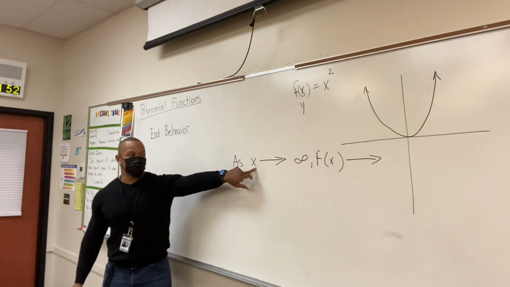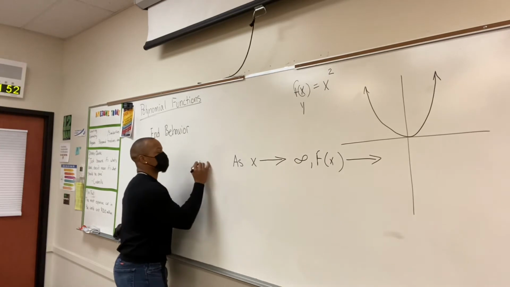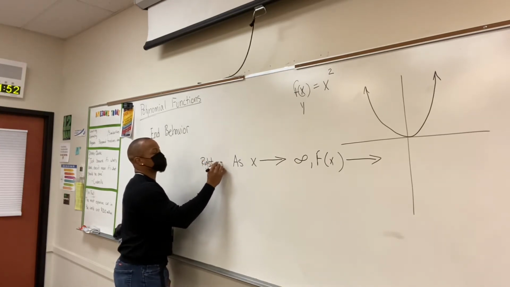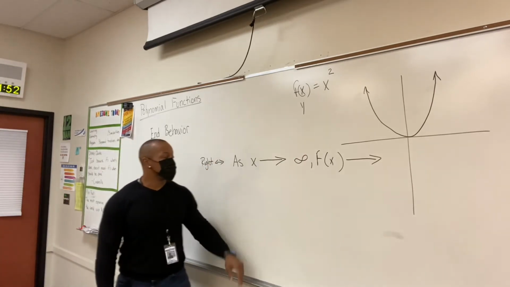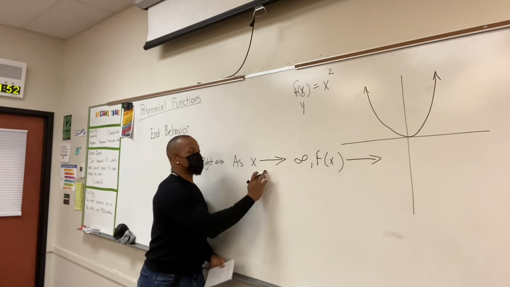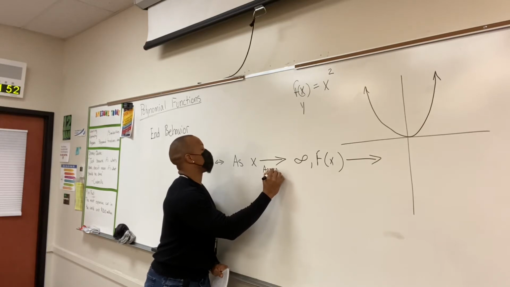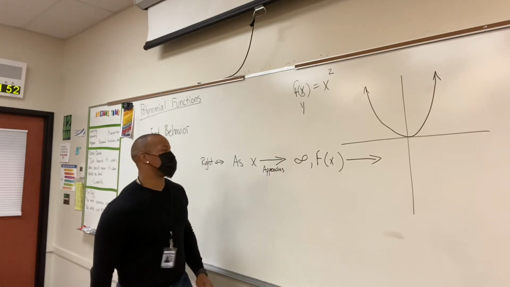As x, and I should have said this, we're focusing right now on the right side of the graph. When you're writing these, it will be based on which side of the graph you're talking about. So as x approaches, this arrow means approaches. Somebody help me spell this because I'm bad at spelling. A-B-B. Did I get it? Okay, cool.